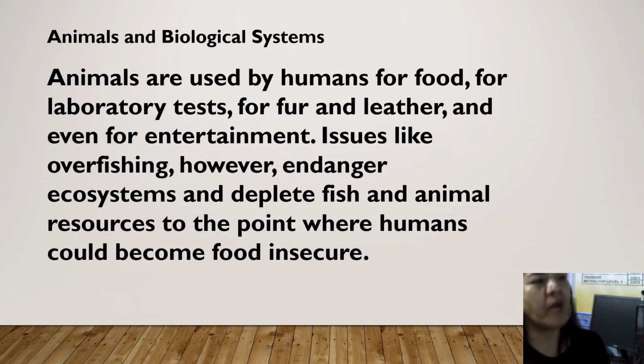Okay. Now, we have animals and biological systems. Animals are used by humans for food, for laboratory tests, for fur and leather, and even for entertainment. Yes, it is. Issues like overfishing, however, endanger ecosystems and deplete fish and animal resources to the point where humans could become food insecure. So fishermen, those big companies who are into this kind of venture, have to avoid illegal fishing, like using chemicals, using dynamite, and also catching those small fishes.